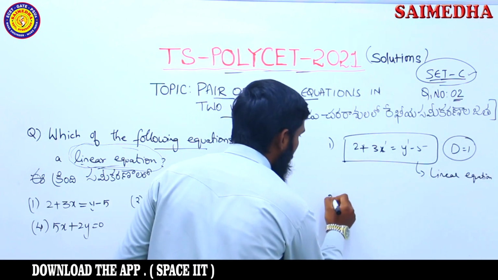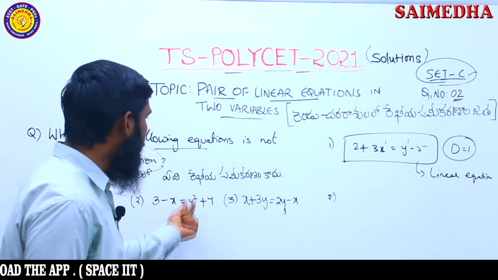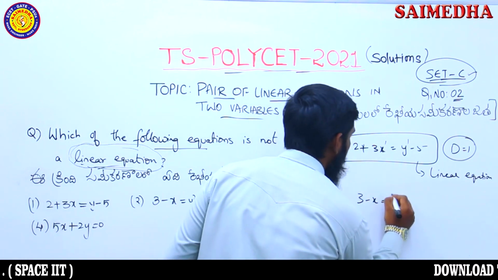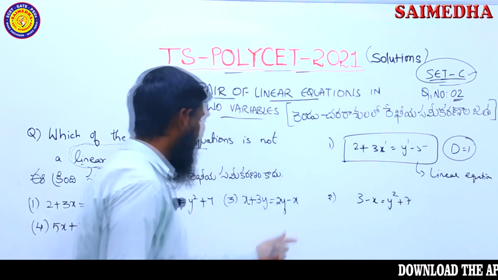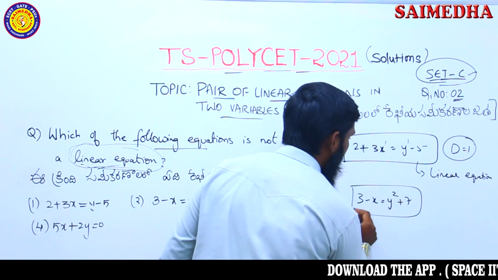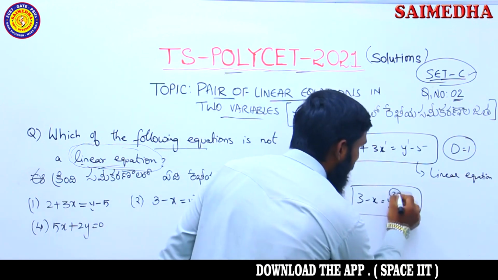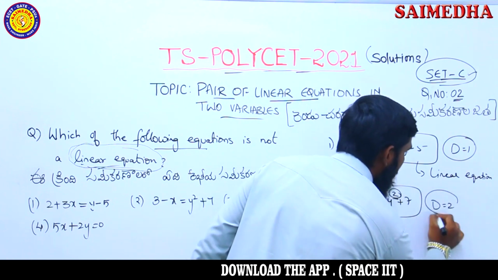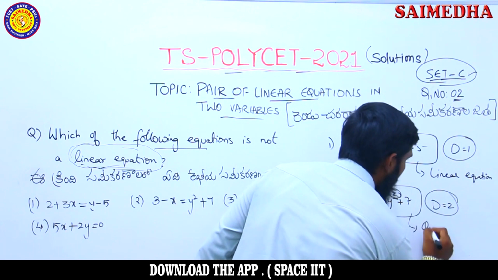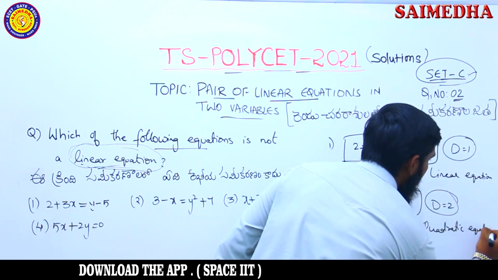Now let us go with option 2. What is written over here? 3 minus x is equal to y square plus 7. Now let us find out the degree of this equation. What is the degree over here? The degree is equal to 2. So if the degree is equal to 2, what can we say? We can say that it is a quadratic equation.